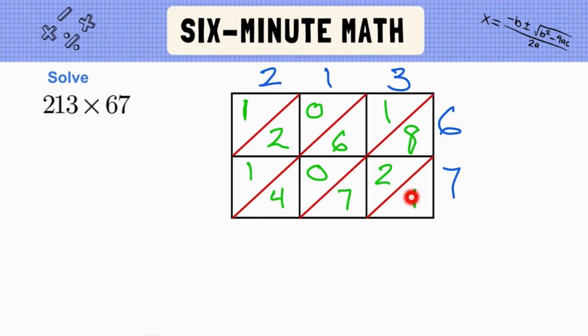Add up on the diagonal, starting in that lower right, we have a 1. 7 plus 2 plus 8 is 17. Drop a 7, carry that 1. 4 plus 0 plus 6 plus 1 plus 1 is 12. 1 plus 2 plus 0 plus 1 is 4. And then I have a 1 in that top left, which gives me a final answer of 14,271.